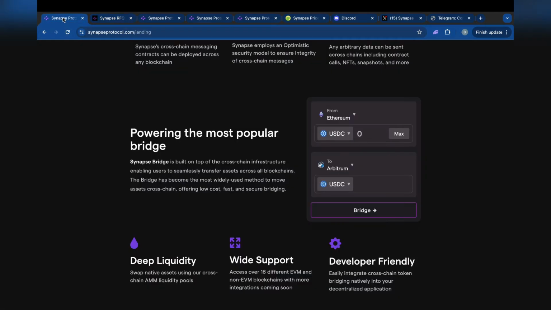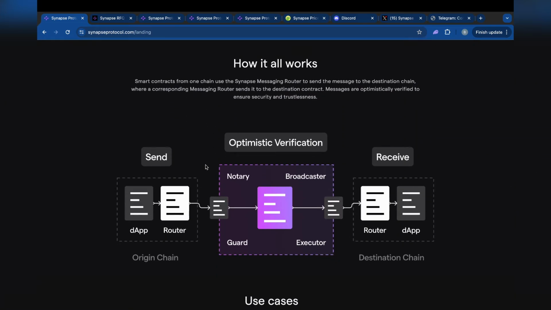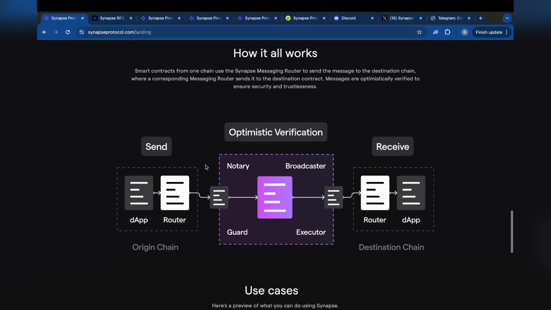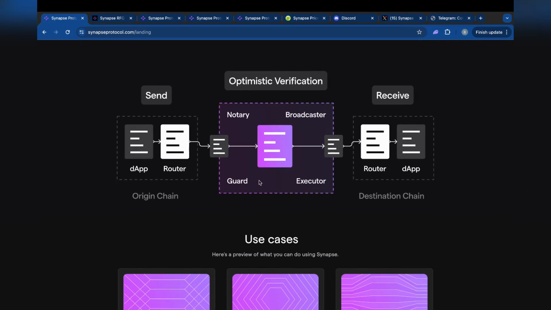Moving on to the core features, Synapse isn't just focused on cross-chain communications, they're building an entire ecosystem around it. One of the most impressive parts is their extensibility. Synapse messaging contracts can be deployed across any blockchain, whether it's an Ethereum Virtual Machine (EVM) compatible chain or not. This makes Synapse incredibly versatile, and it's not just limited to transferring assets. You can send arbitrary data across chains, things like contract calls, NFTs, snapshots, and more. It's truly generalized and adaptable to whatever a cross-chain application developer wants to build.